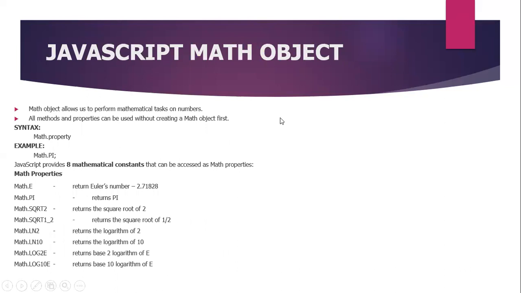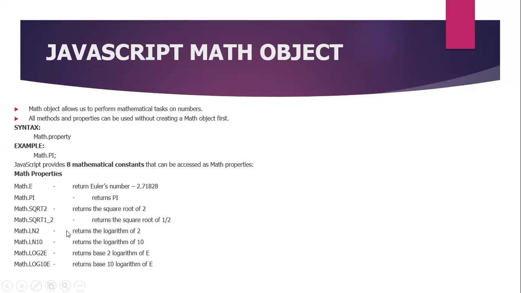Next is the JavaScript Math object. There are many inbuilt objects available in JavaScript, some are Math, Date, Boolean, etc. The Math object allows us to perform mathematical tasks in JavaScript. All the methods and properties can be used without creating a Math object first. The syntax for the Math object is Math.property. For example, Math.PI, where PI is the pi value. Using this command I can get the pi value, so 3.14 will get printed.